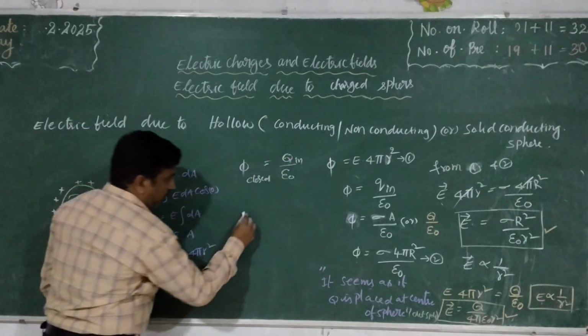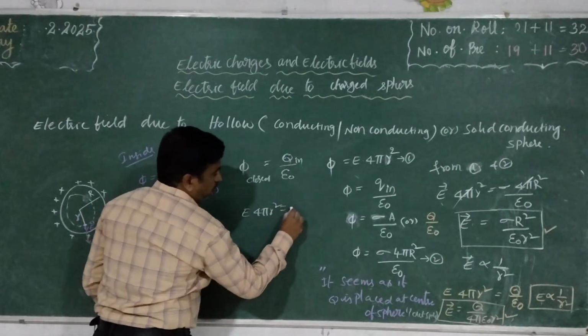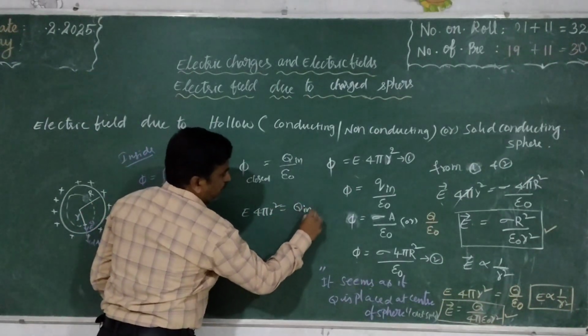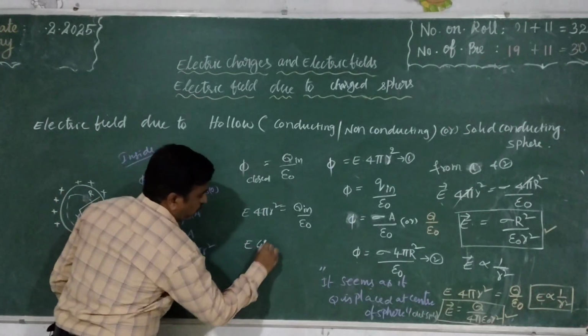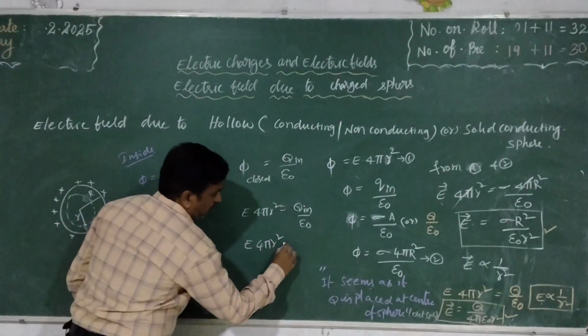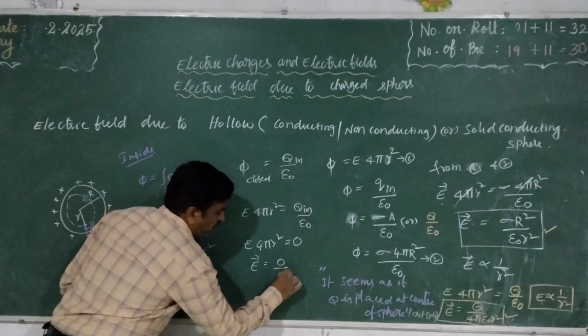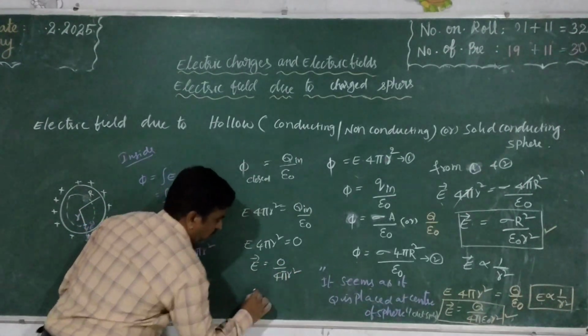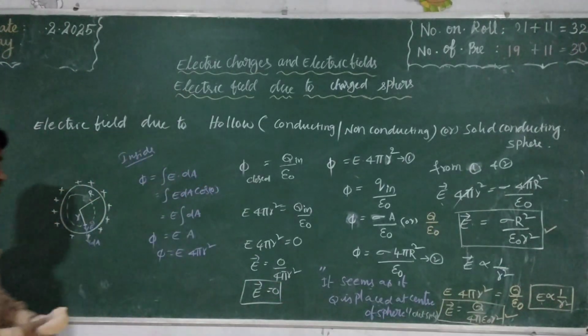Now we can write E times 4 pi r squared equals q inside by epsilon naught. Q inside is what? 0. So E times 4 pi r squared equals 0, so E equals 0 by 4 pi r squared. See, what do we get for E now? 0.